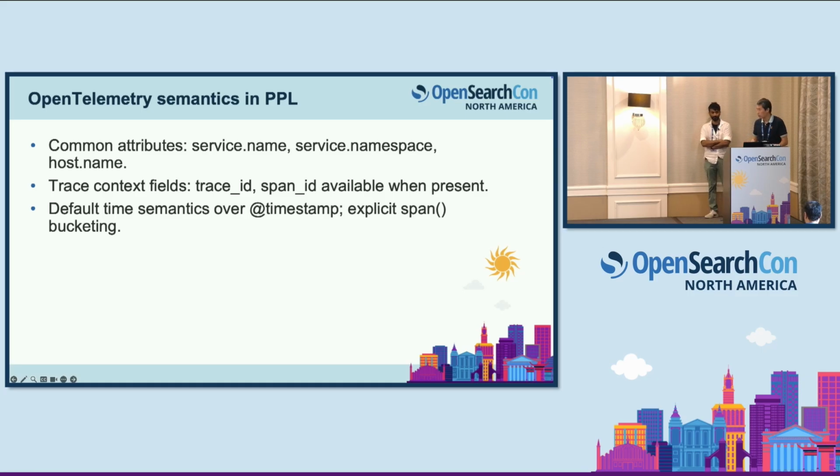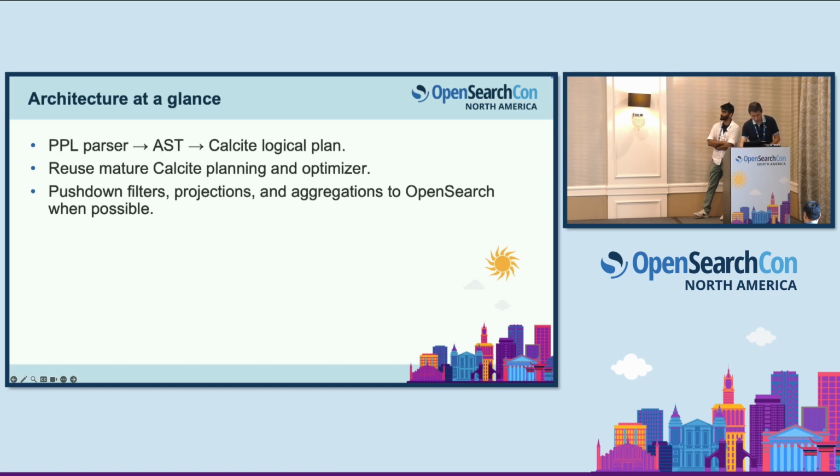So actually, PPL grammar works perfectly with the OpenTelemetry syntax. We support all the default fields OpenTelemetry already uses, span ID, trace ID, all of those. Architecture-wise, we follow the standard engine implementation. We have the parser, AST, and then eventually translate to a logical plan. And we reuse the Calcite planning and optimizer to optimize our query, and then efficiently push down to OpenSearch to get the performance.